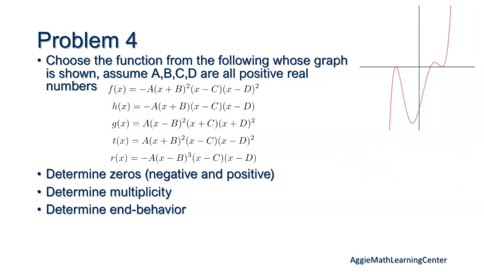Perfect. 4, same thing. Now let's see, zeros, are the zeros negative or positive? How many negative ones do we have?